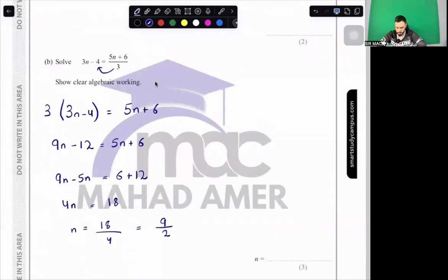Basically, you rearrange the equation. Whenever they're asking you to solve it, you have to get the value of the unknown. So if they're asking you to solve it, you're going to get the value of the unknown.